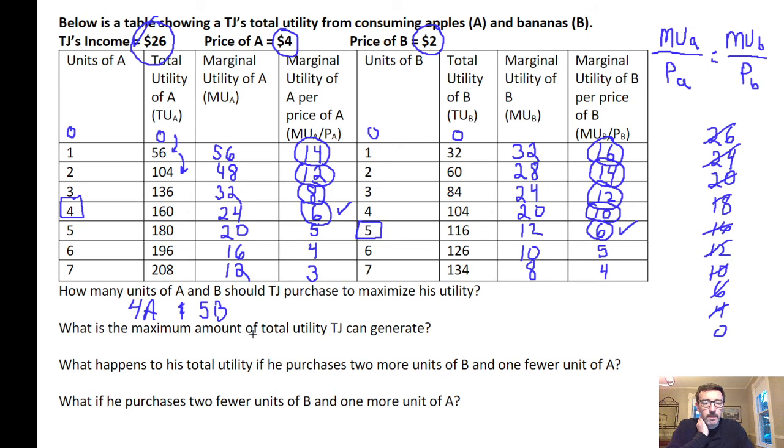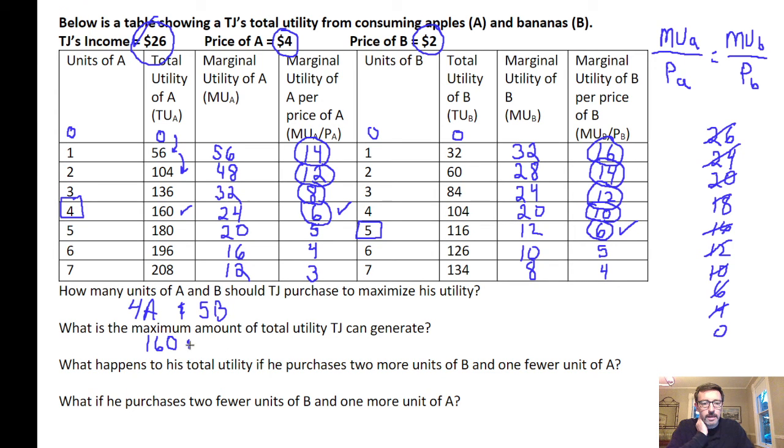What is the maximum amount of total utility that we can generate? Well, we know it's when we purchase 4 and 5. So how much utility are we getting here? When we purchase 4 apples, we are getting 160 utils from those 4 apples. We got 56 from the first, 48 from the next, 32 from the third, and 24 from the fourth, for a grand total of 160. So 160 is the amount of utility that we're getting from apples. And from bananas, we're getting 116.